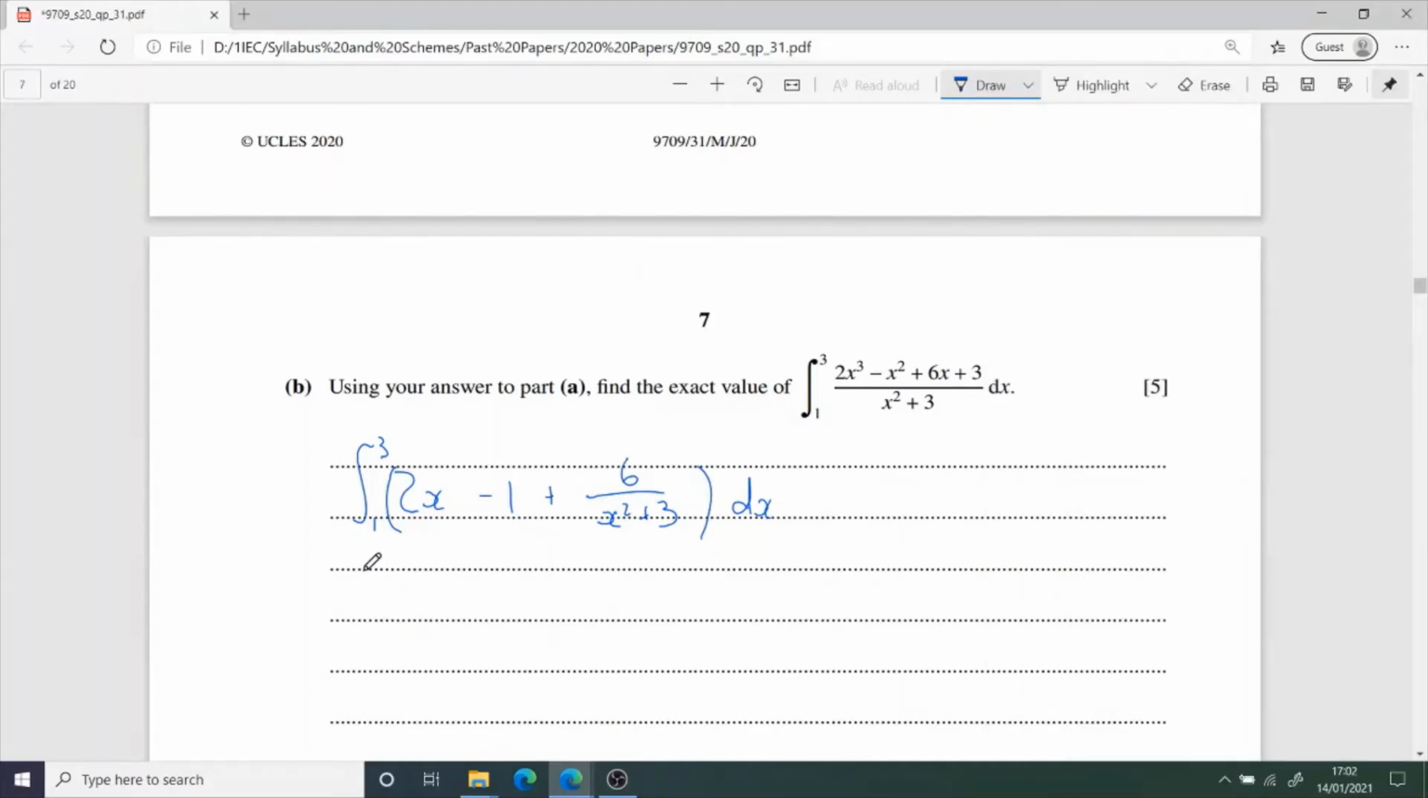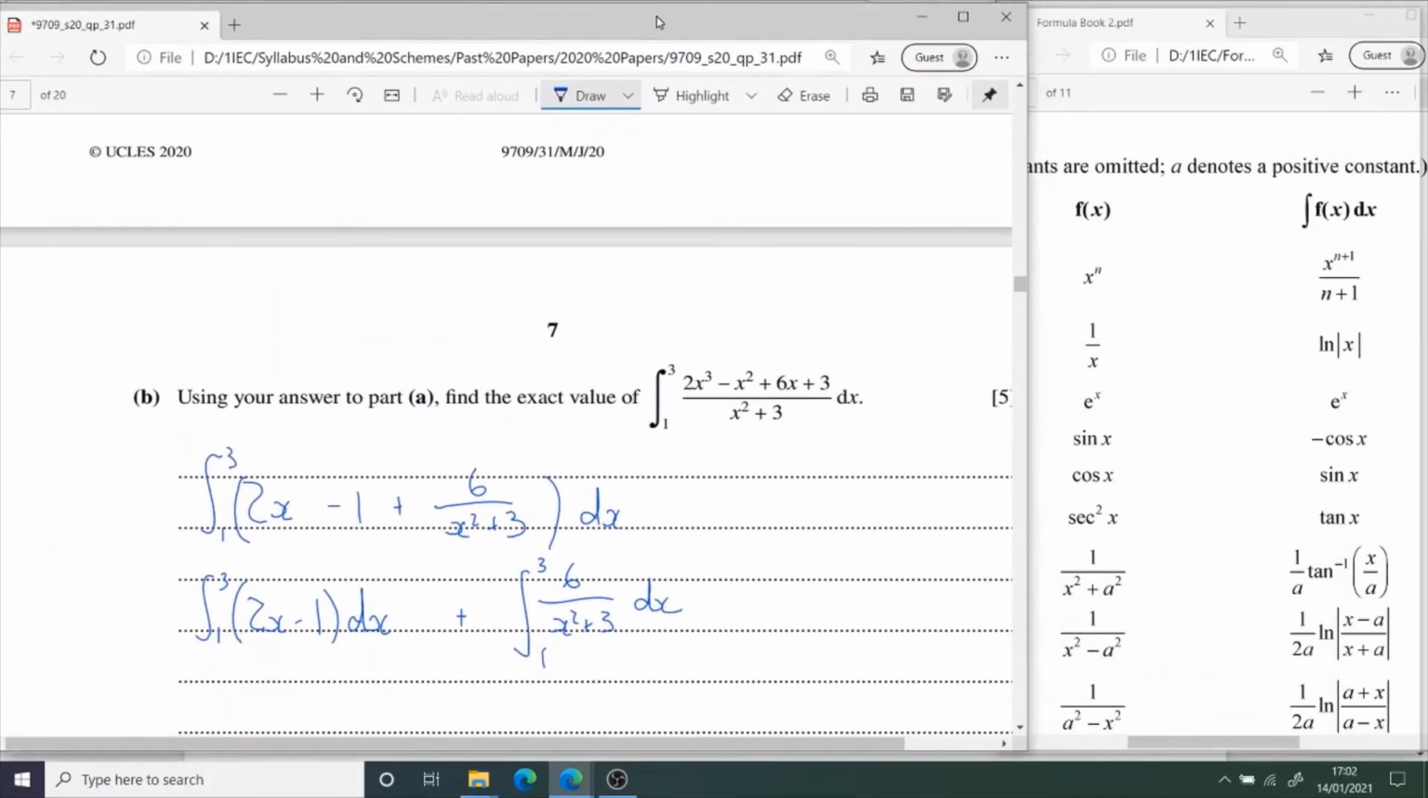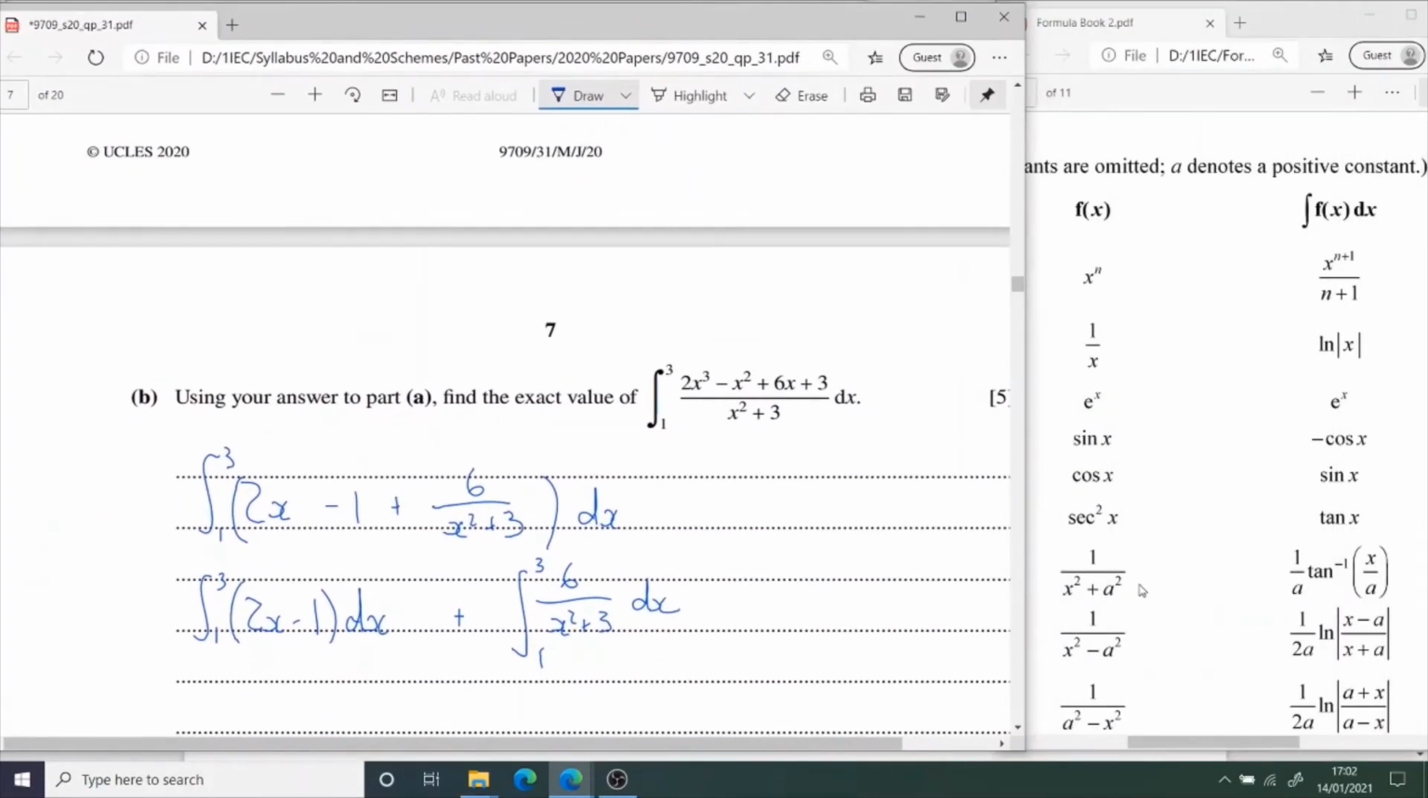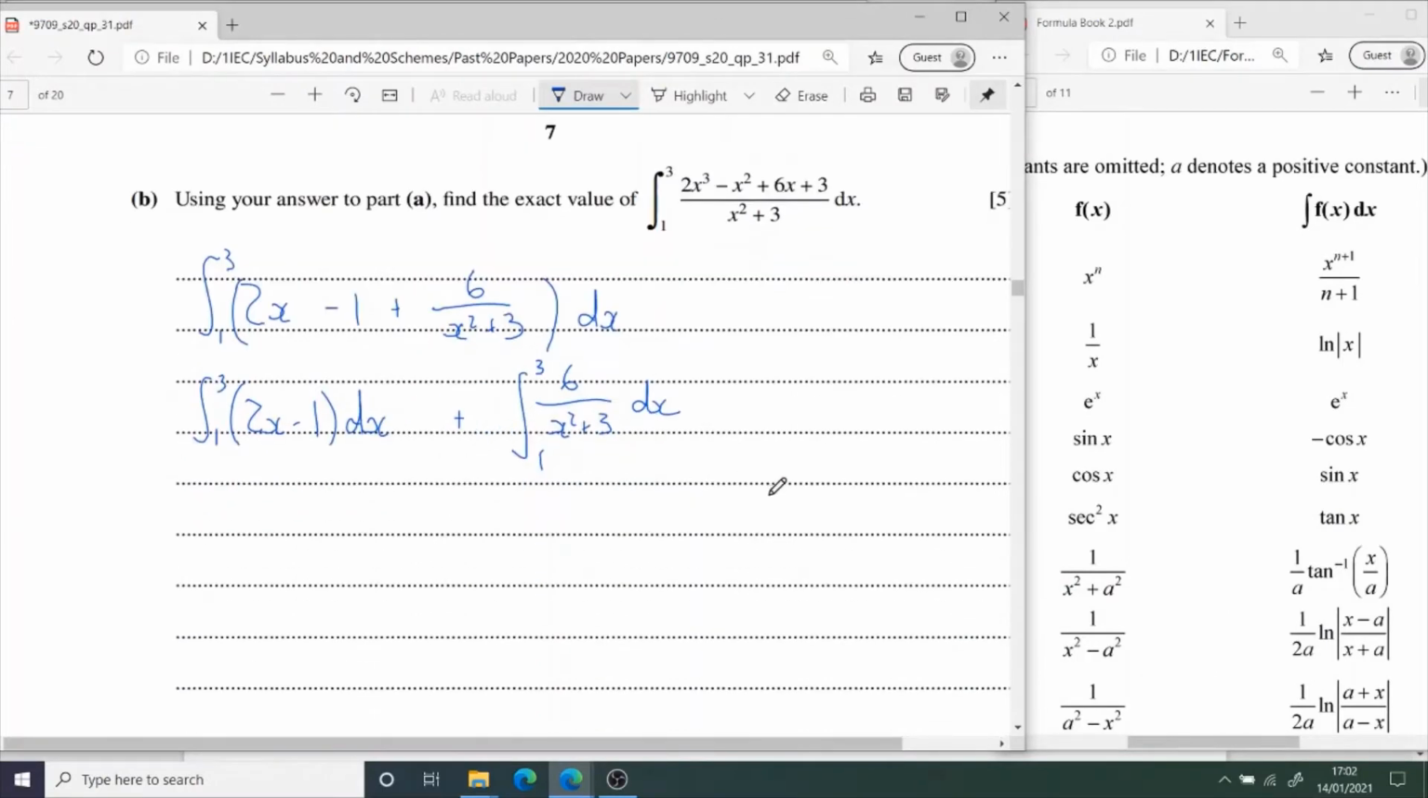Okay, so we'll come back to that in a moment. Let's first of all maybe split it into 2 parts. The easy part, 2x minus 1, and the difficult part, 6 over x squared plus 3 dx. And now what we're going to do is try and make this look as much like the formula in the book as possible. So in the book it has 1 on the top, so let's also make it say a 1 on the top by bringing this 6 outside.